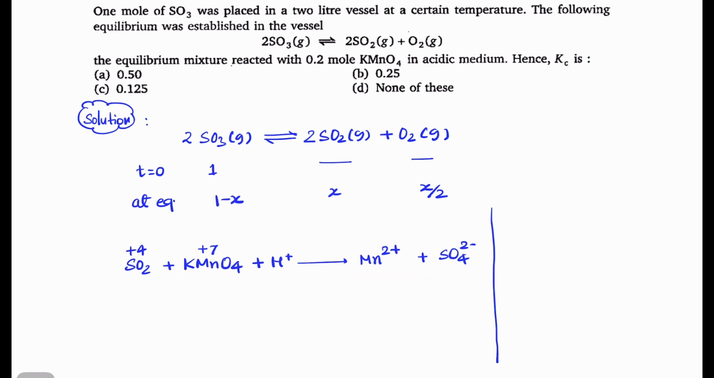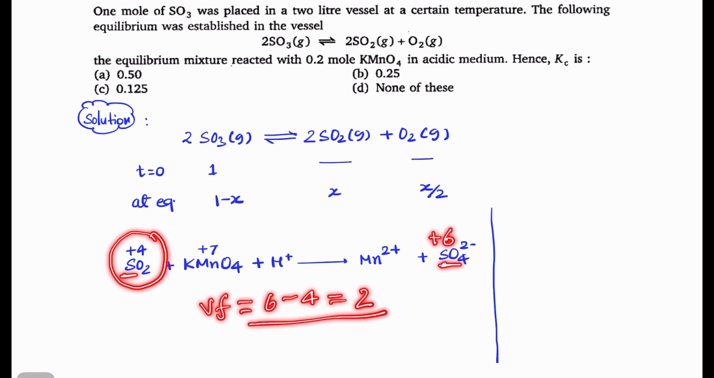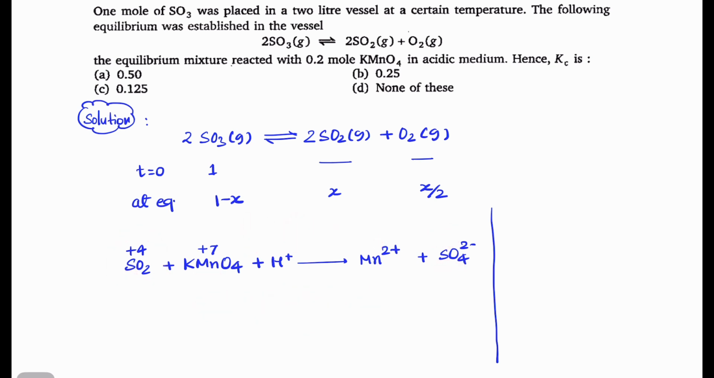After that, we'll write the redox reaction. We don't have to write the balanced redox reaction here, simply a rough one. That is, SO2 plus KMnO4 in acidic medium will go to Mn2+ and sulfate ion. Now SO2 sulfur is in +4 oxidation state and SO4 sulfur is in +6 oxidation state. So the valency factor will be 6 minus 4, that is 2, right? Similarly, KMnO4 is +7 going to +2, so the valency factor of KMnO4 will be 7 minus 2, that is 5. So we'll write the valency factors.